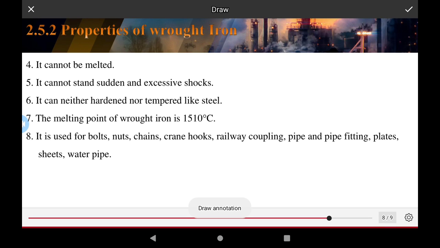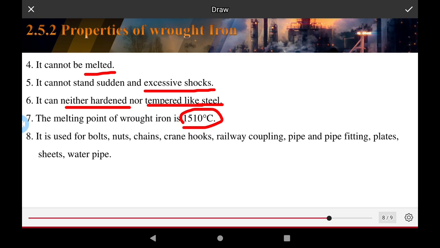Properties of wrought iron: it cannot be melted easily. It cannot withstand sudden and excessive shock. It can be neither hardened nor tempered like steel. The melting point of wrought iron is 1510 degrees Celsius.